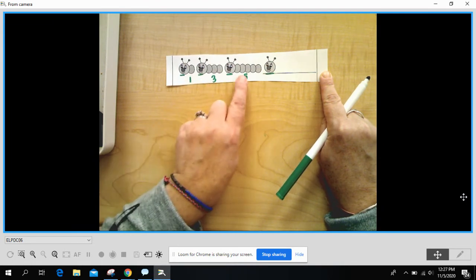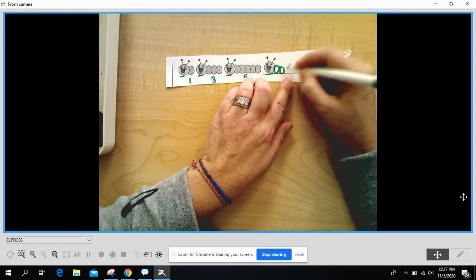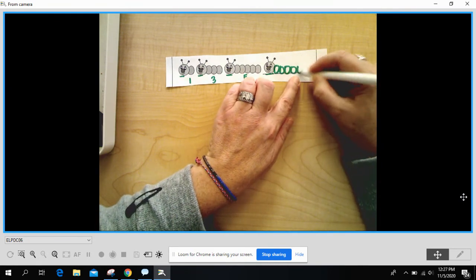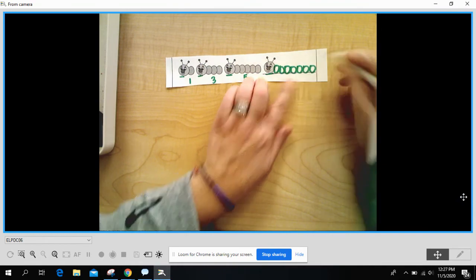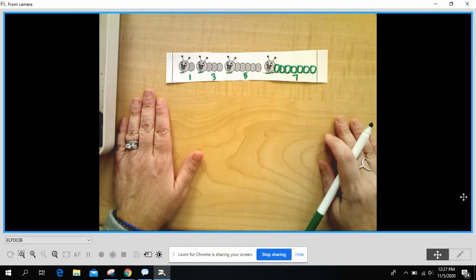3 + 2 is 5. 5 + 2 is, you got it, 7. 1, 2, 3, 4, 5, 6, 7. That is what the next term in this growing picture pattern should look like. Way to go, third grade.